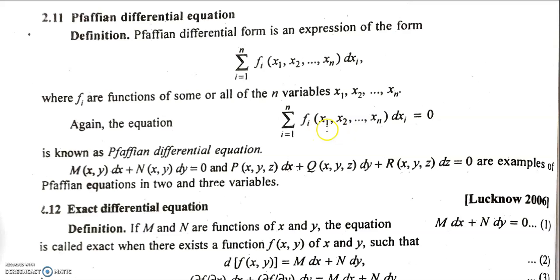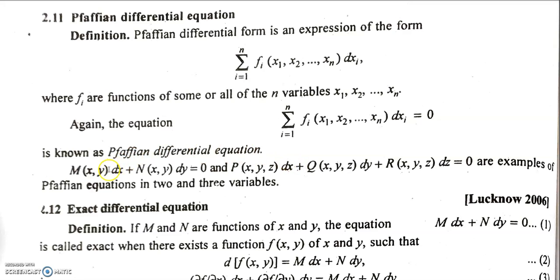So this f_1 and f_2 I am now writing as M(x,y) dx plus N(x,y) dy, or for three variables P(x,y,z) dx plus Q(x,y,z) dy plus R(x,y,z) dz equal to 0. These are examples of Pfaffian equations in two and three variables. In ordinary differential equations or partial differential equations, many a time we will come across these equations. So just remember that these are called Pfaffian differential equations.